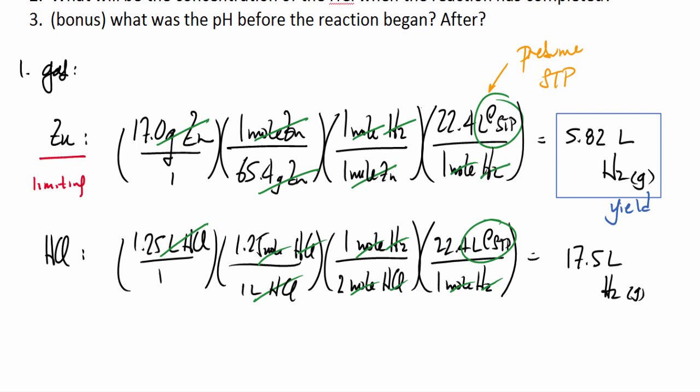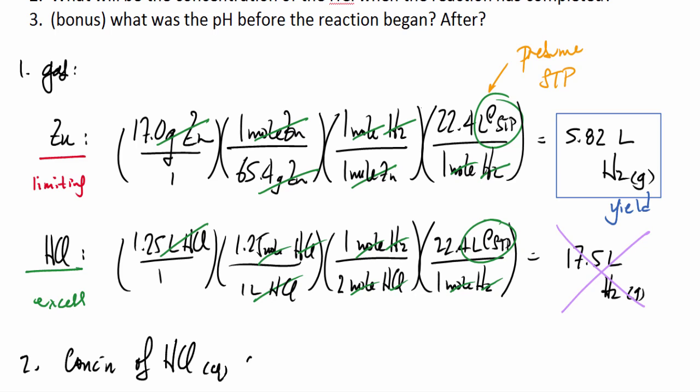First, the smaller value is the yield. That tells you the zinc is limiting, the hydrochloric acid is in excess, and the 17.5 liters doesn't happen. Okay, that number never actually occurs. We don't expect to see that.